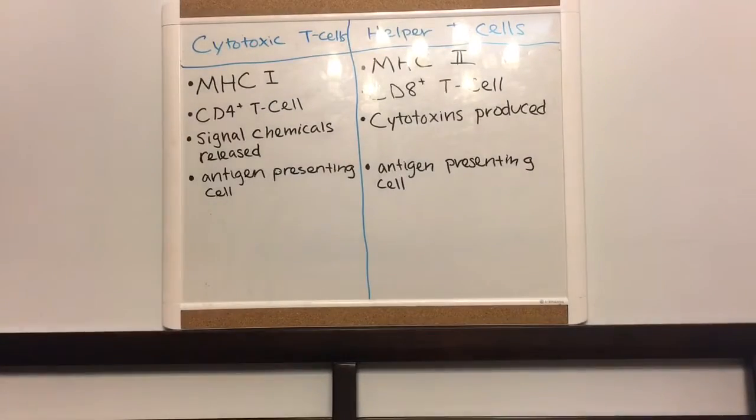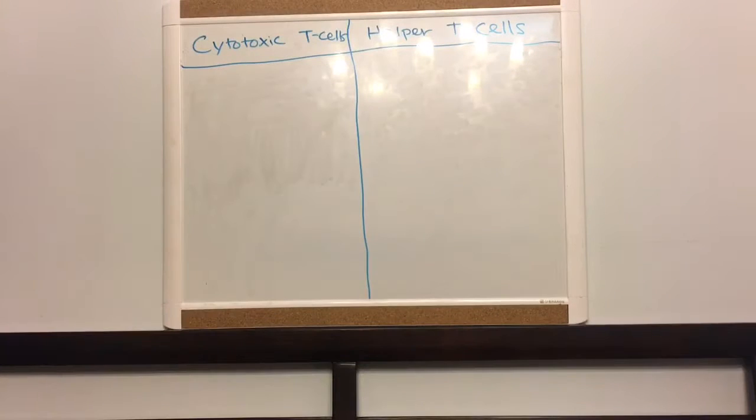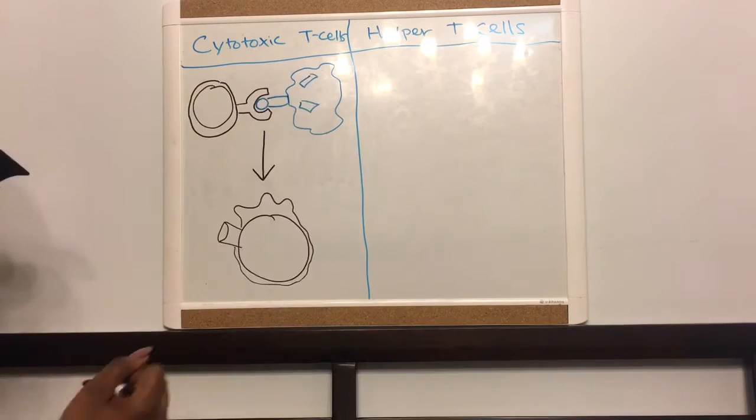Antigen-presenting cells stimulate T cells to become either cytotoxic or helper T cells. Now, here's a diagram to help better understand the concepts that we just went over.